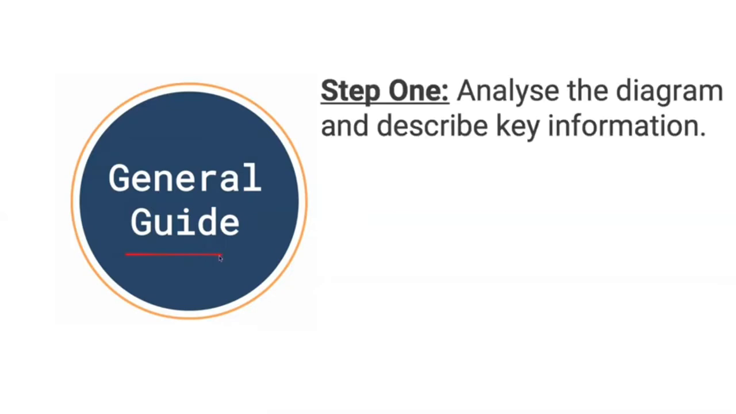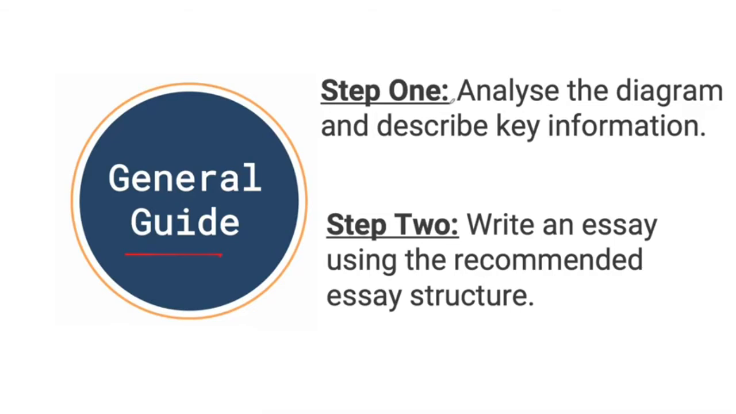Now here's a very helpful guide that you can follow today just so that everything is clear. There are two quite simple steps. The first step is going to be analyzing the diagram and describing the key information. And our second step is going to be writing an essay using our recommended essay structure. So we're just going to analyze the diagram, look at the different stages, describe key information, and then make it into a lovely essay.